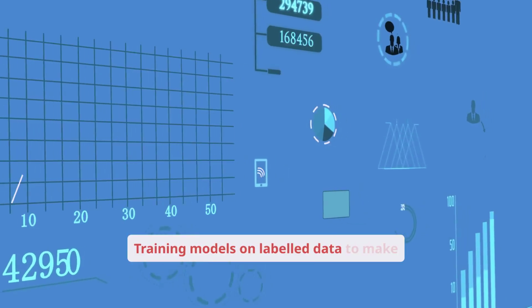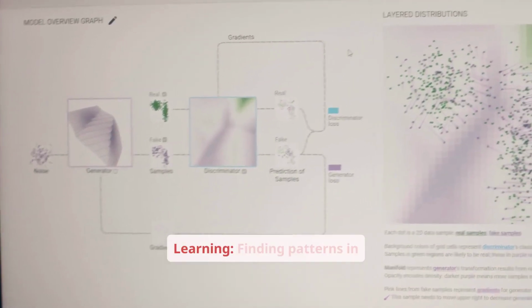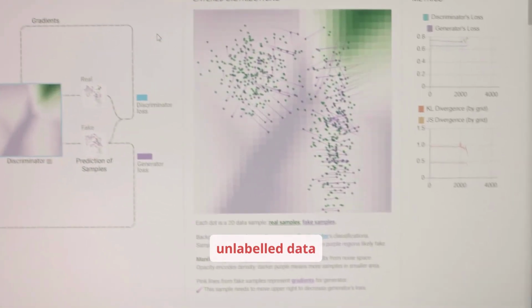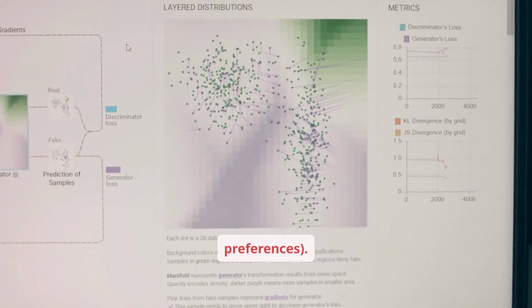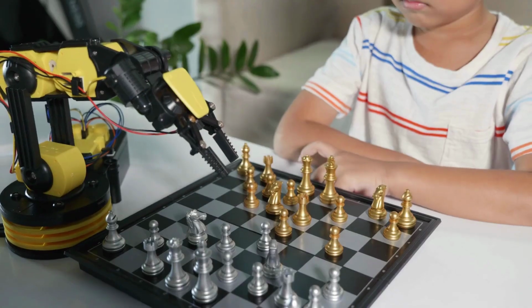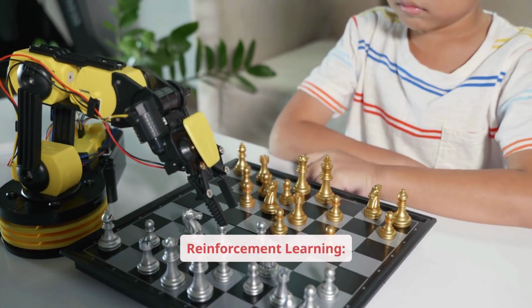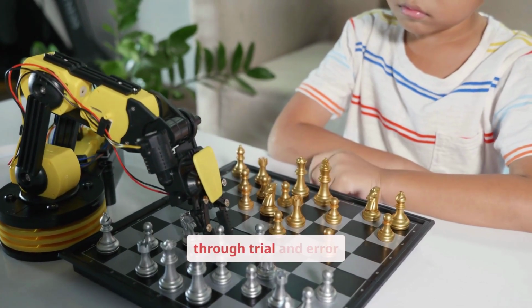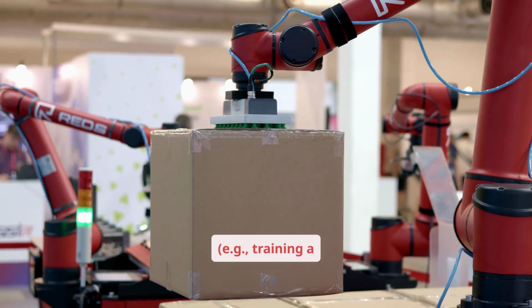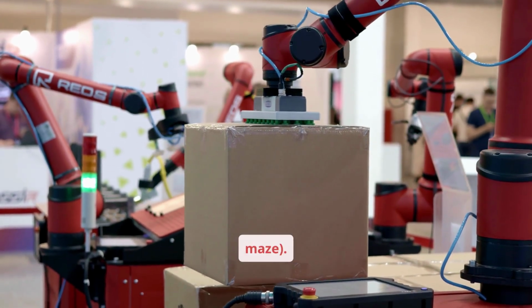Supervised learning, training models on labeled data to make predictions, for example, identifying spam emails. Unsupervised learning, finding patterns in unlabeled data, for example, clustering customer preferences. Reinforcement learning, teaching systems to make decisions through trial and error, for example, training a robot to navigate a maze.